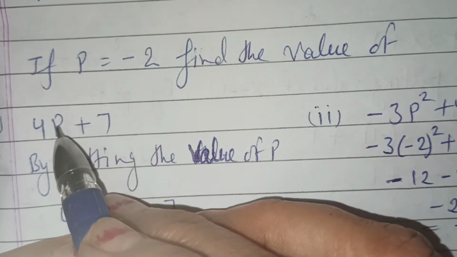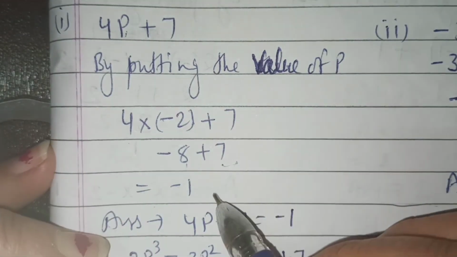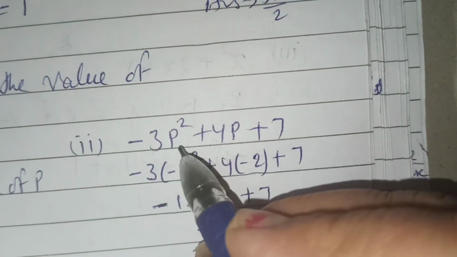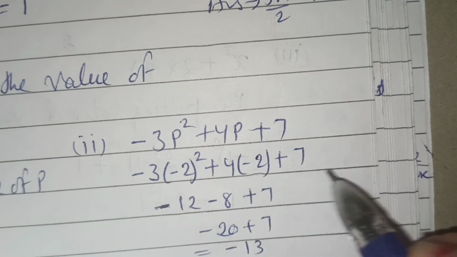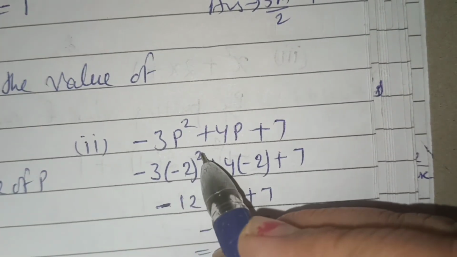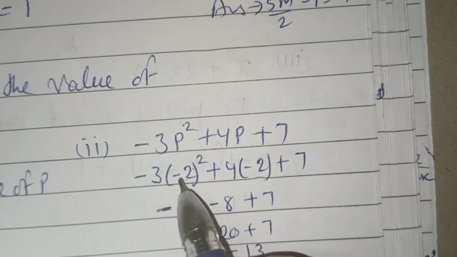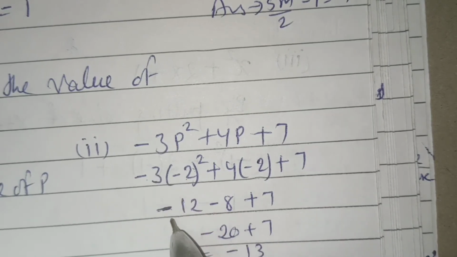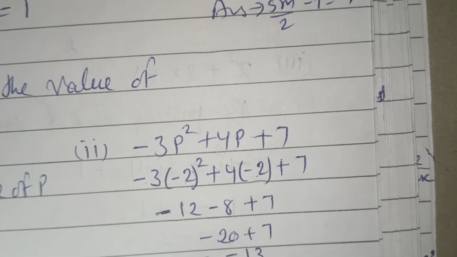In place of p, put minus 2, minus 8 plus 7 is minus 1. In this expression, see, in place of p square, put minus 2 square, here minus 2. This minus 2 into minus 2 will be 4. 4 into minus 3 is minus 12. Here minus 2 into 4 is minus 8, and we got this answer as minus 13.